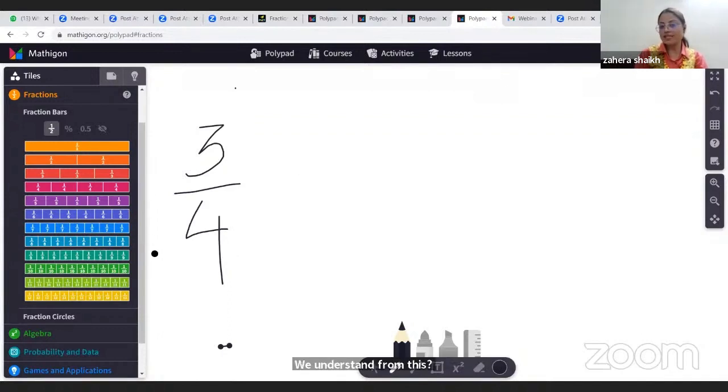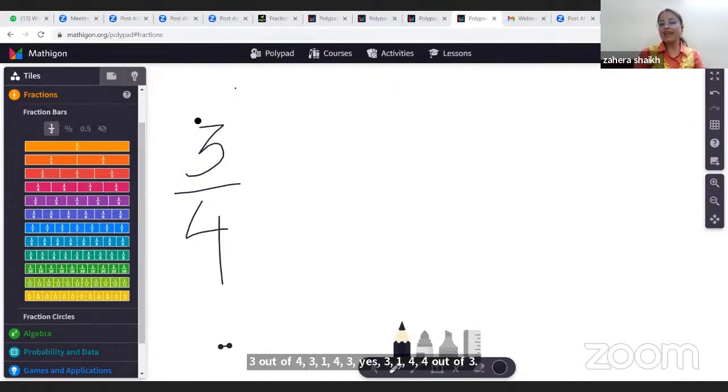What do you understand by this representation? Is it 3 out of 4 objects, or 3 times 1/4? 3 parts out of 4? 3 out of 4? 3 times 1/4? Yes, 3 times 1/4. Not 4 out of 3, no.